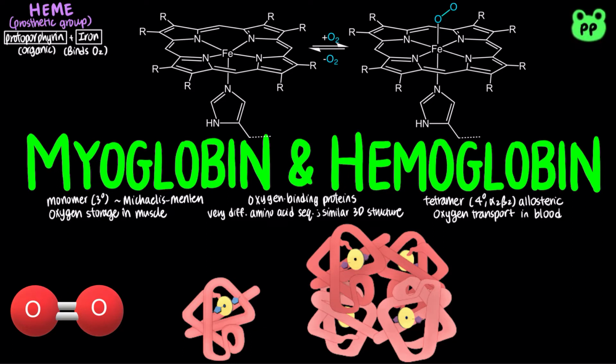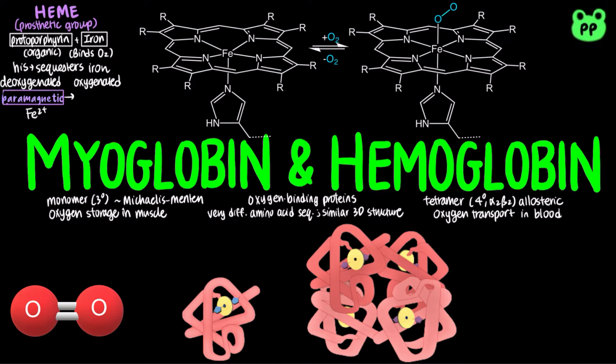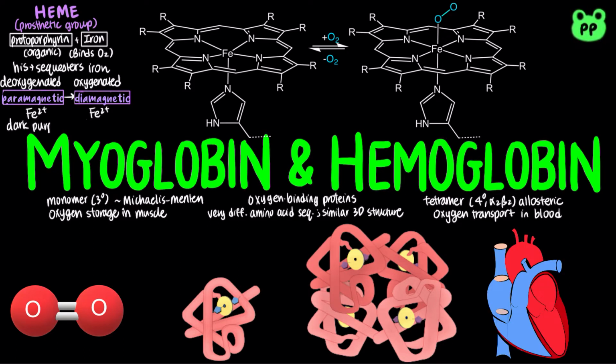One perpendicular coordination bond is occupied by a side chain nitrogen of a histidine residue, sequestering the iron atom slightly below the plane. When oxygen binds on the other side, the paramagnetic iron becomes diamagnetic, resulting in a color change from dark purple of deoxygenated blood to bright red of oxygenated blood.